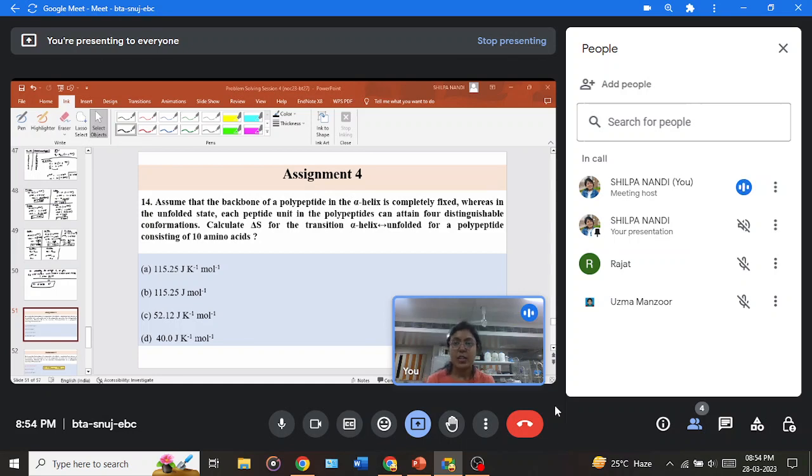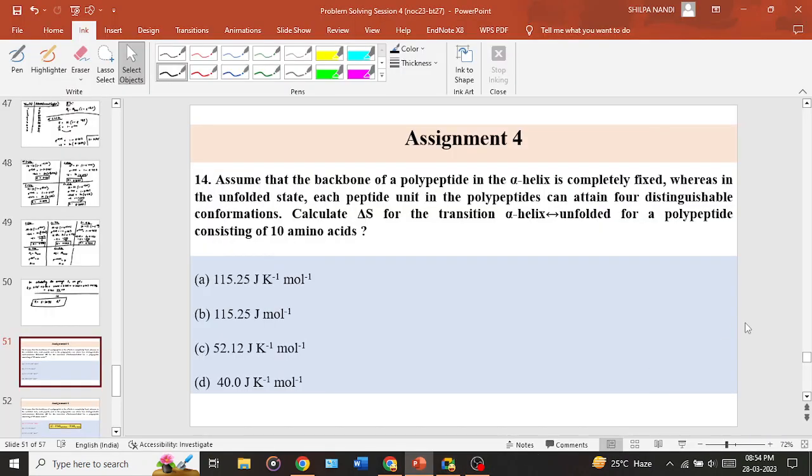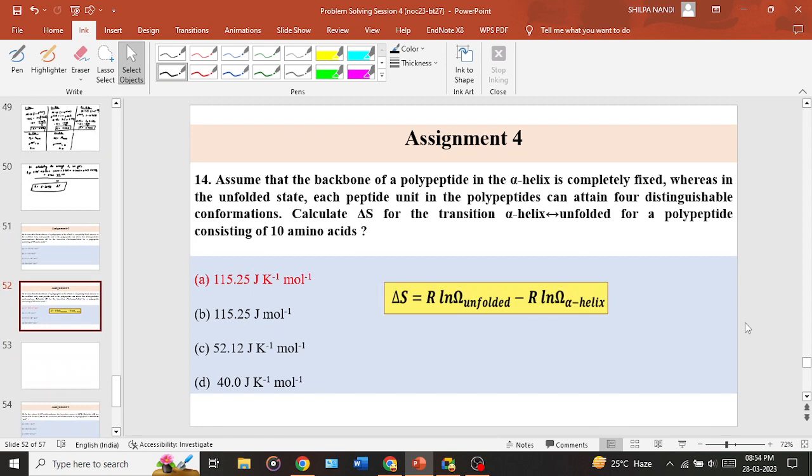So you have to assume that the backbone of a polypeptide in an alpha helix is completely fixed. Okay. So in the unfolded state, each peptide unit in the polypeptide can attain 4 different conformations. So you have to calculate the delta S for the transition from alpha helix to unfolded for a polypeptide consisting of 100 amino acids. Okay, so we will see how to solve this question as well. We are lagging behind on time.